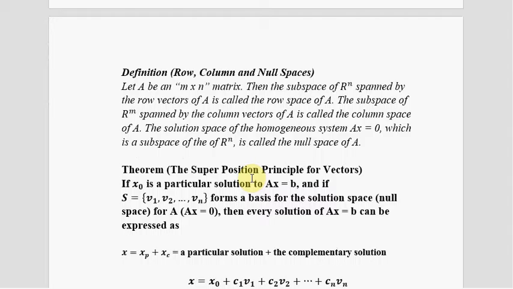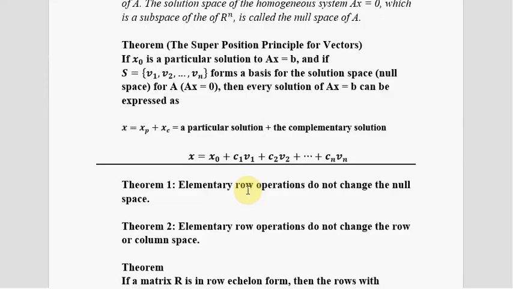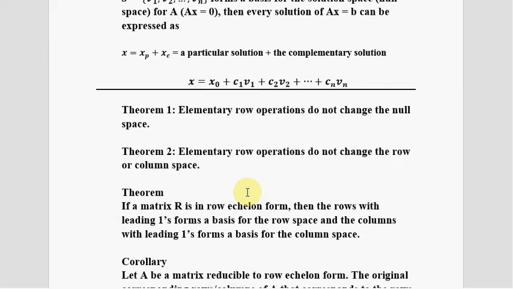There's an example given here that I want to work for you. Let me state these theorems, and we'll go through the theorems based on problems so you can definitely understand what's going on. Theorem number 1: elementary row operations do not change the null space. The elementary row operations do not change the row or column space as well.